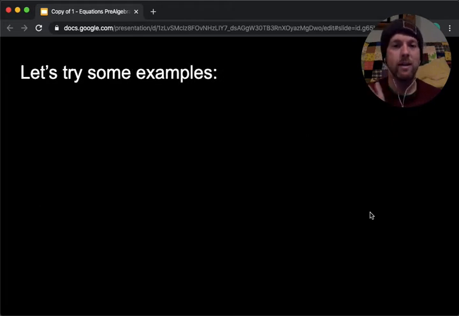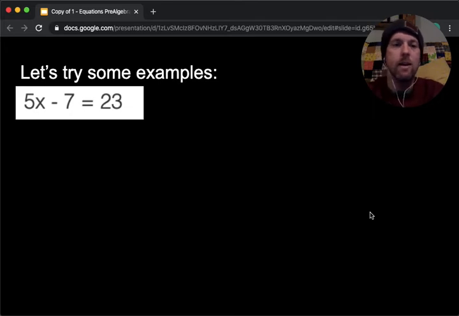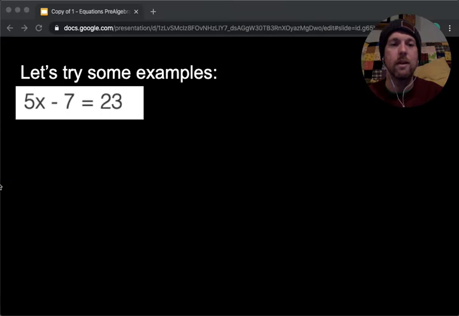So let's try an example. If I give you 5x minus 7 equals 23, now using SADMAP, I'm going to look for anything that I can add or subtract first.